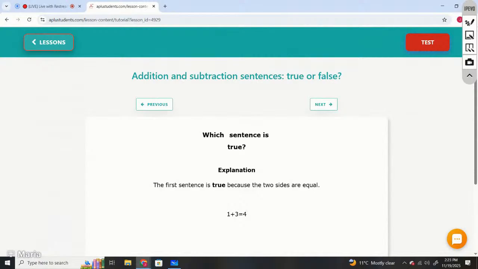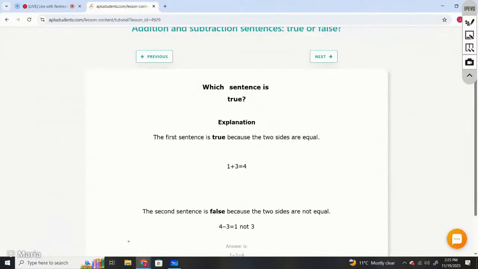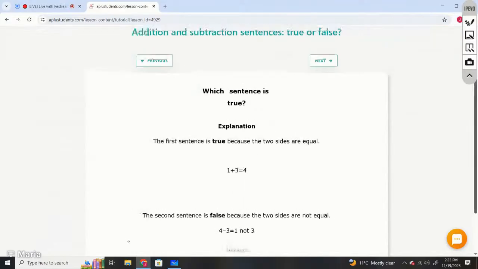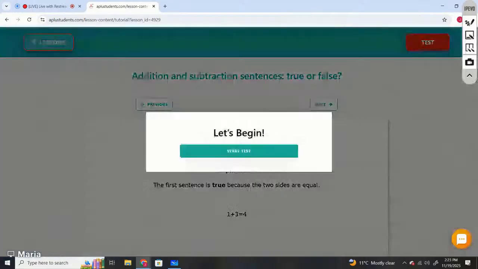Which sentence is true? So basically we are given more than one sentence. We need to add and see which one is true. So let's start there. You are given the options. So let's see which one is true.